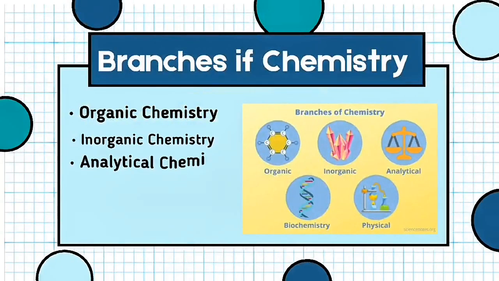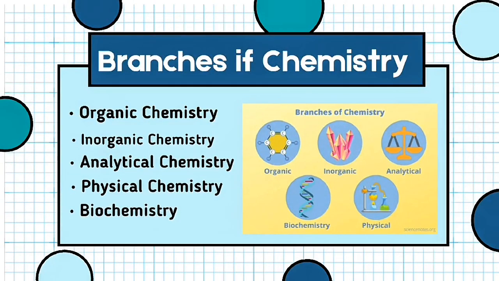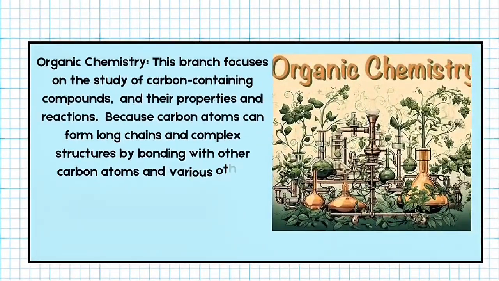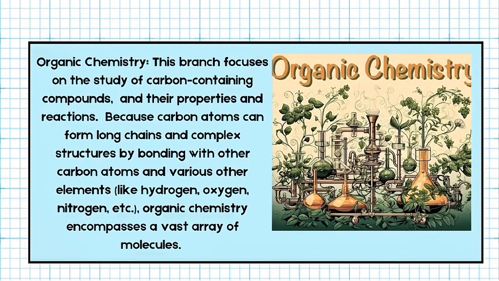And now let us move on to the branches of chemistry. First, we have organic chemistry, inorganic chemistry, analytical chemistry, physical chemistry, and biochemistry. Let us now know the first branch that we're going to talk about. First is organic chemistry.